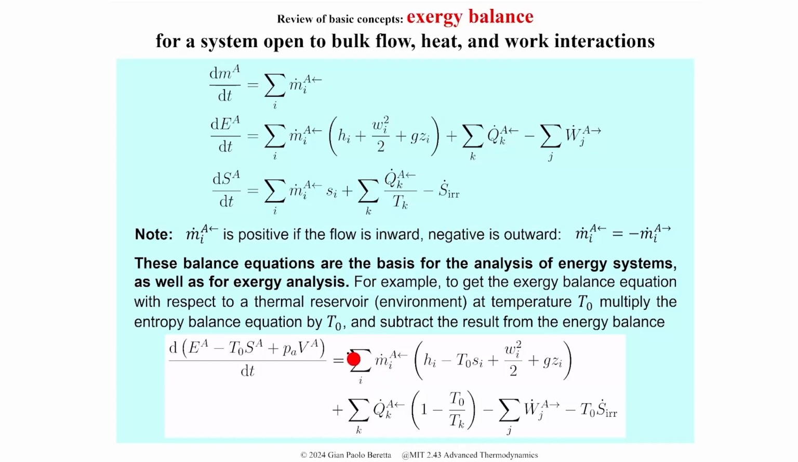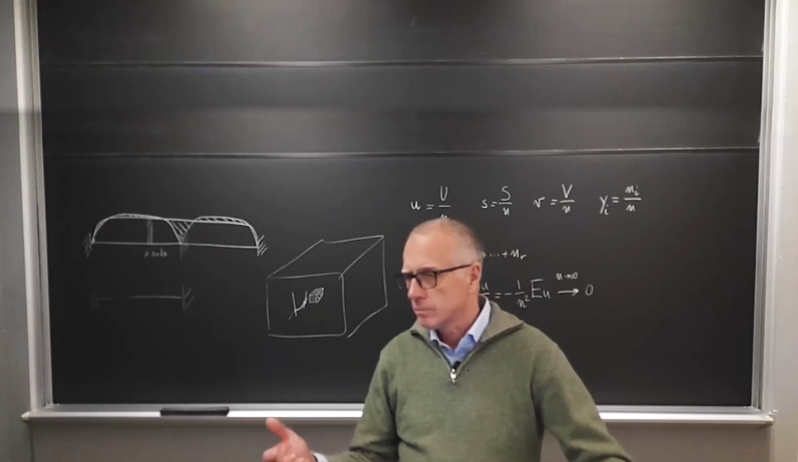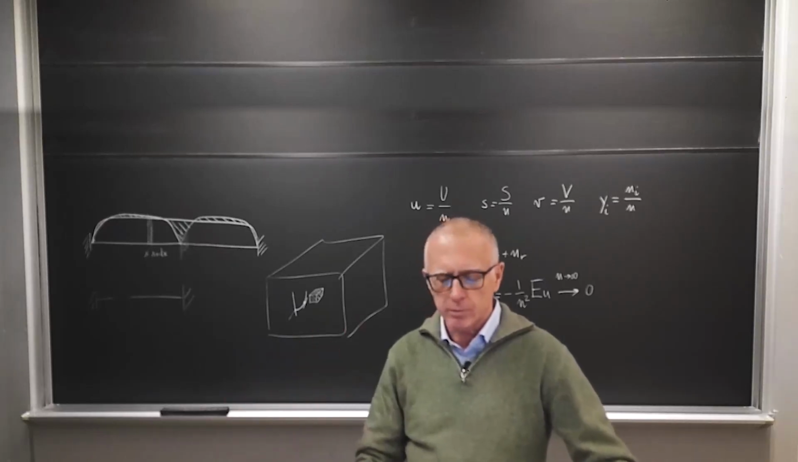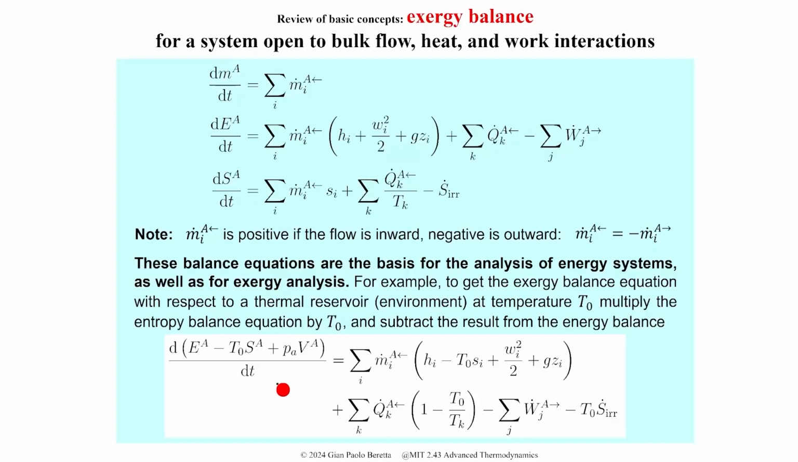We will see. Okay, we already have seen combinations like that. I think we use the letter capital Phi to represent the availability function, E minus T0 S plus P0 V. So this says that's the rate of change of the availability. But exergy and availability are the same idea, the same concept. There are two words for the same idea.